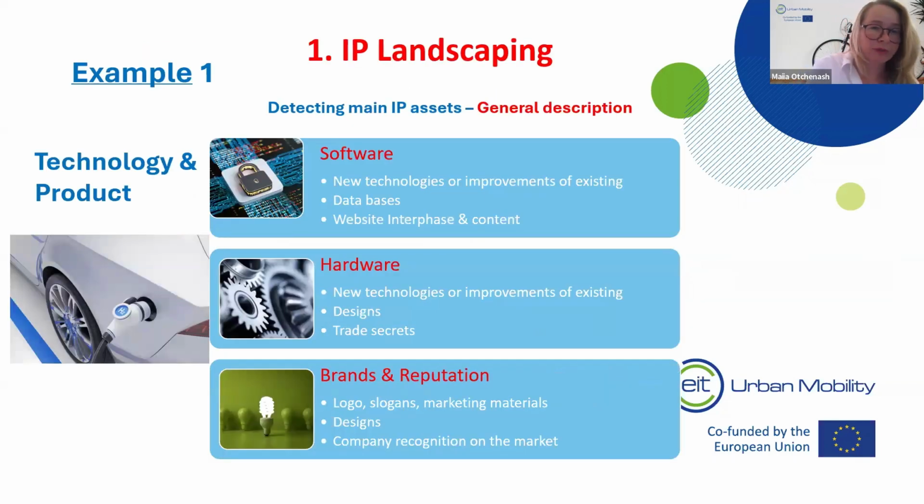If we look at the example of IP landscaping, if we have a technology or product solution, at least 3 blocks of IP assets can be identified, detected. So first software and hardware, and then brand and reputation. That's the classic general division of any solution that is delivered, let's say. So in software, new technologies or improvements of existing ones. Yeah, so as we all know, most patents, 90% of patents, are granted to improvements, right?